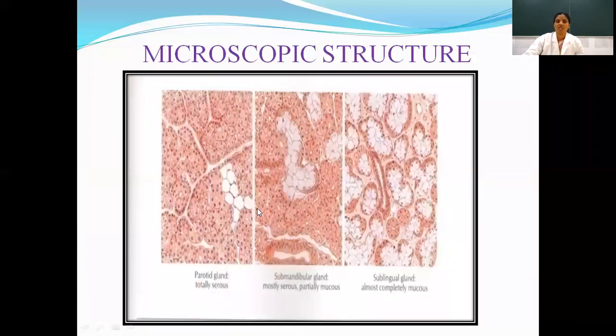And this is a histological structure or microscopic structure. See, I have placed all these three major salivary glands. Comparatively, the parotid gland is a serous gland, mostly 99% serous. Submandibular is predominantly serous, and sublingual is predominantly mucous gland. So these both are mixed glands.